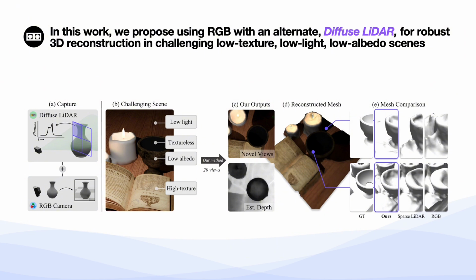In this work, we propose using RGB with an alternative diffuse LiDAR for robust 3D reconstruction in these challenging low texture, low light, and low albedo scenes. Counterintuitively, we find that this diffuse LiDAR, which records blurred measurements of depth, can actually improve reconstruction in these challenging settings.